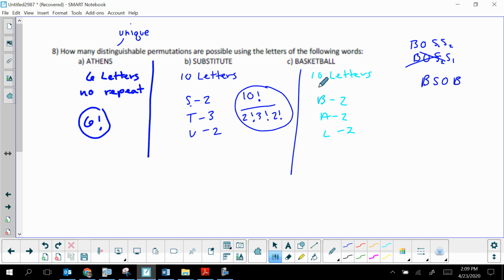Okay. We're going to do just like in our first 2 problems. The number of permutations is 10 factorial because there's 10 letters. Distinguishable permutations, because we have 3 things repeating, we're dividing by 3 different numbers. And because each of those letters are repeating 2 times, we're doing 2 factorial 3 times. That would give you the number of distinguishable permutations for basketball.